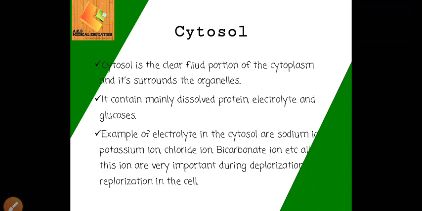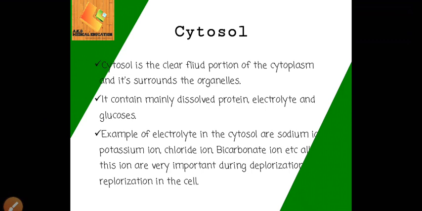Okay, so it contains mainly dissolved protein, electrolytes, and glucose. Note, the electrolytes which are dispersed in the cytosol are the major ones that are responsible for depolarization and repolarization in cells. Examples are the electrolytes sodium ion, potassium ion, chloride ion, and bicarbonate ion. All these ions are very important in depolarization and repolarization in cells. I hope you get it now.